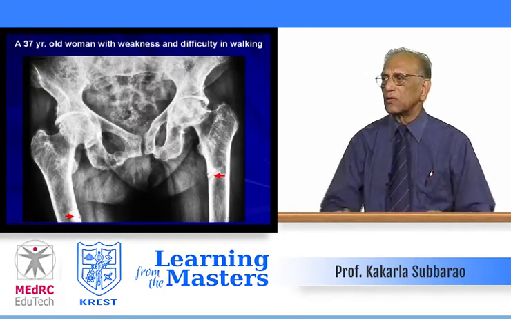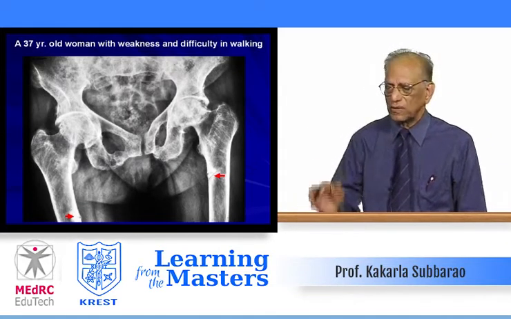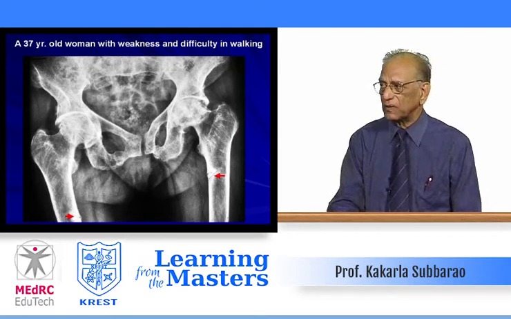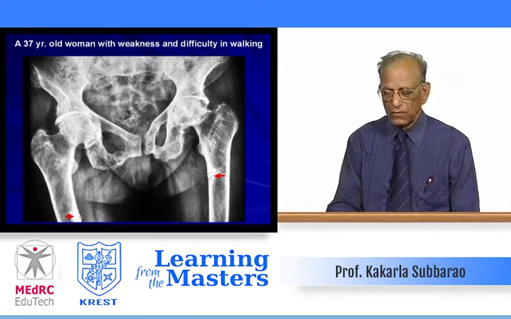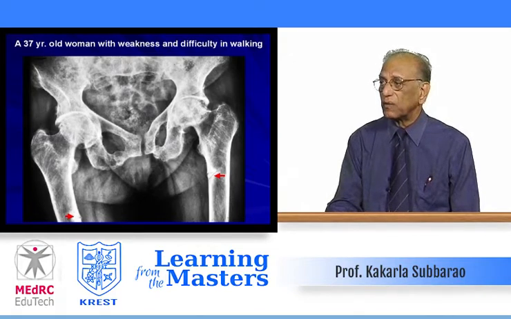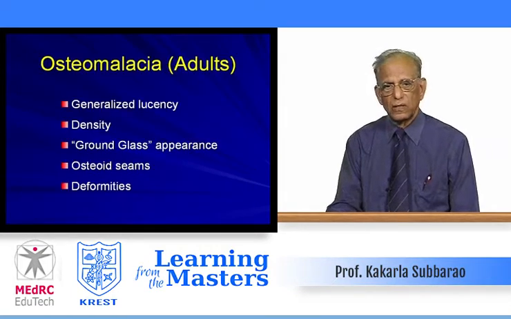This is a 37-year-old woman with weakness and difficulty in walking. If you look at the pelvis, there is marked deformity and Looser's zones. The arrows point out the femoral shafts and the middle aspects due to Looser's zones, and deformity of the pelvic bones due to osteomalacia, obviously. In adults, you call it osteomalacia, and in children, you call it rickets.